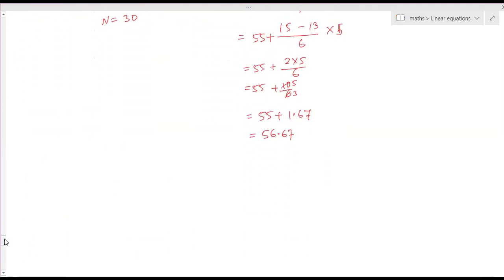Okay, next, now the class intervals are not given properly. They have given the values as below 10, below 20, below 30, below 40, till below 80.